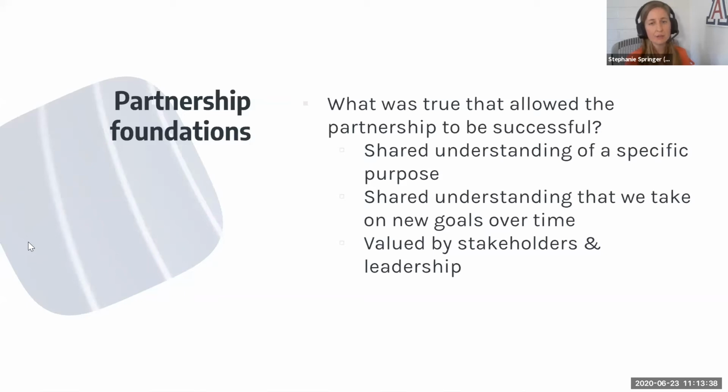And then also we've been valued by leadership, and that's been very apparent through the COVID-19 response because, as I mentioned, the provost has asked the Internship Council specifically for insight and perspectives on what makes most sense for experiential learning moving forward, given the limitations of the situation at hand.